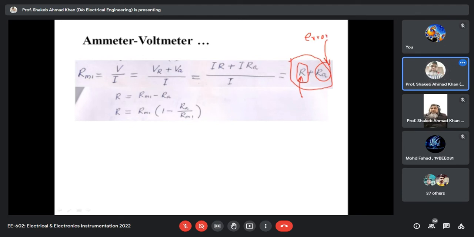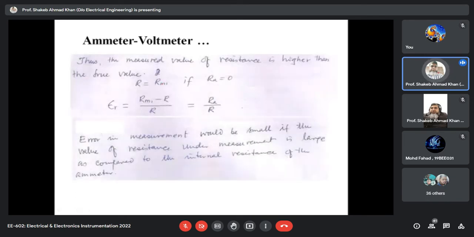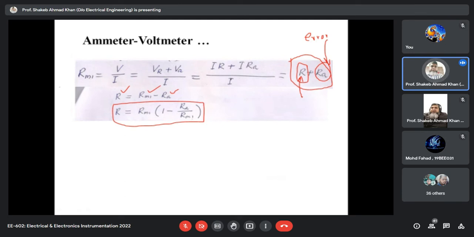So this is the issue you have with the voltmeter ammeter method with this circuit. I will analyze it further. I am writing this expression in another way, that is, the true value is equal to the measured value minus the ammeter resistance. In this method, the measured value will always be more than the true value, whatever the true value of the resistance is. And this deviation is because of your ammeter resistance.